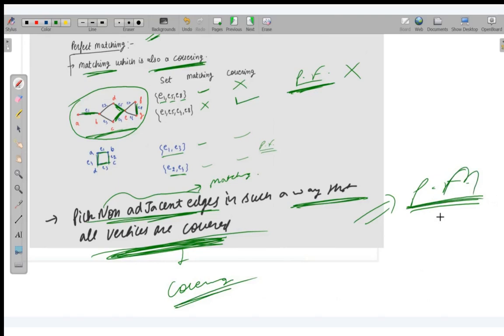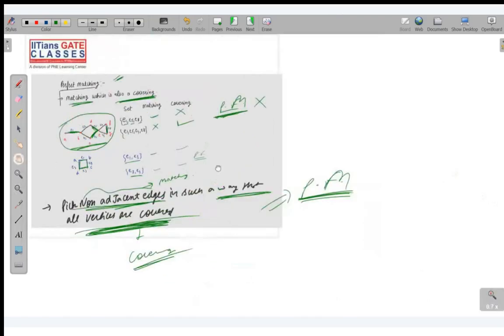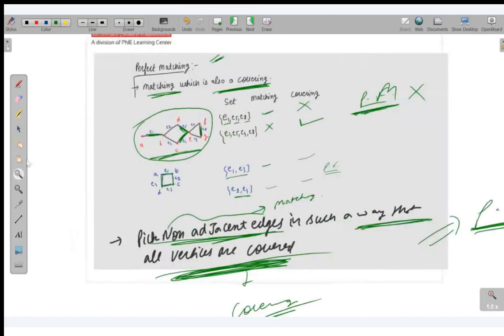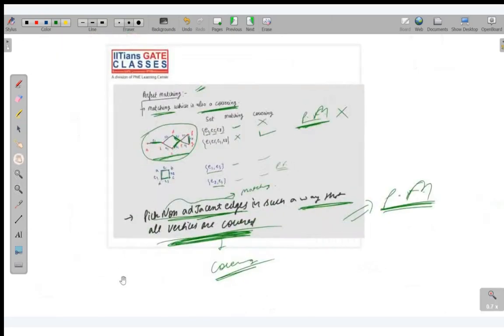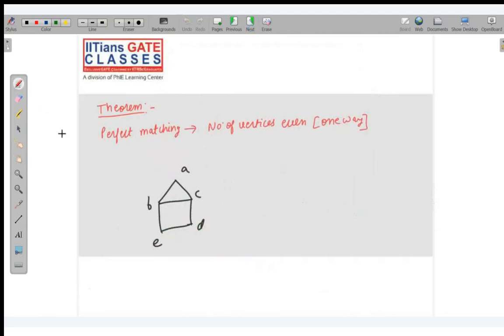Yes, sir. You can take snapshot. No, everything is not on one slide. Yeah, now it is on one slide. Take snapshot. I will jump to the next slide. Done, sir. Okay. So the theorem is coming.